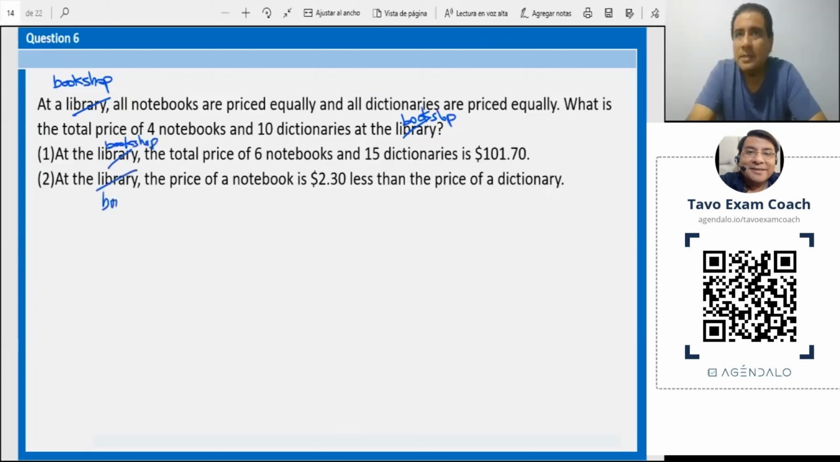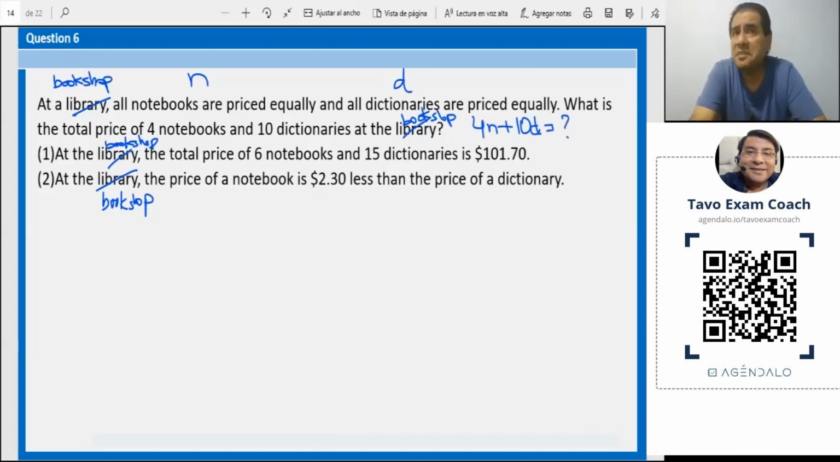The problem says that this bookshop or bookstore, all notebooks are priced equally. So we have one variable that can represent the price of a notebook and one variable representing the price of all dictionaries. So we want to find the price of 4 notebooks and 10 dictionaries. That would be finding this.